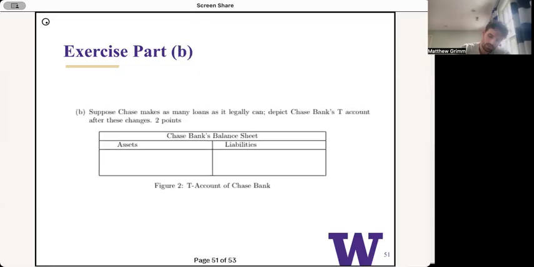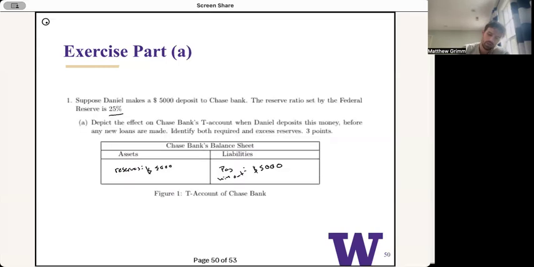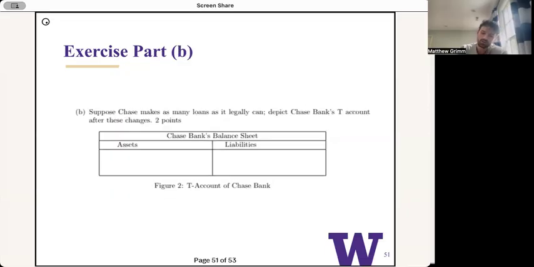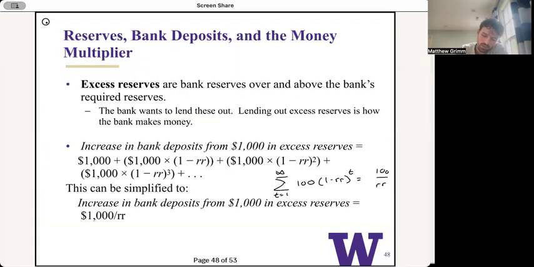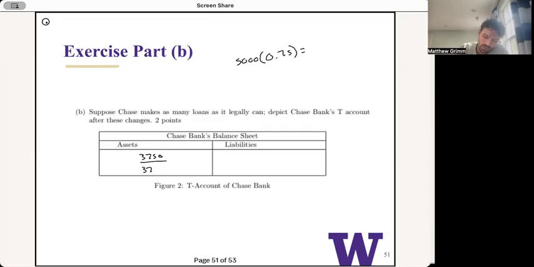Okay, so now Chase makes as many loans as it legally can. Depict Chase Bank's T account after these changes. So again, we have $5,000, but there's a 25% reserve. So this means that I can lend out $5,000 times 0.75, which is 1 minus 25%. So that means that I have $3,750, and we're just going to go back right here to make sure this is all right. Yes. So I take $3,750 out of my reserves, but now I have $3,750, which are loans. Okay.